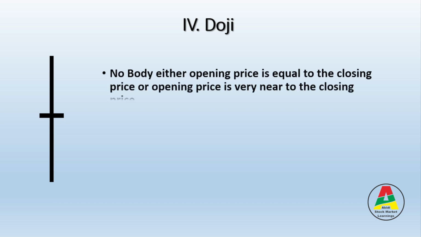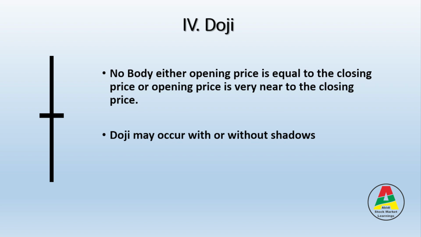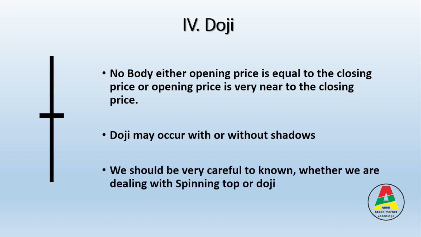Let's take a look at classification number 4, the Doji candlestick. The features are no body, either the opening price is equal to the closing price or the closing price is very near to the opening price. Sometimes the difference may be negligible and hardly visible on the charts. The doji may occur with or without shadows. We should be very careful to know whether we are dealing with a spinning top or a doji.